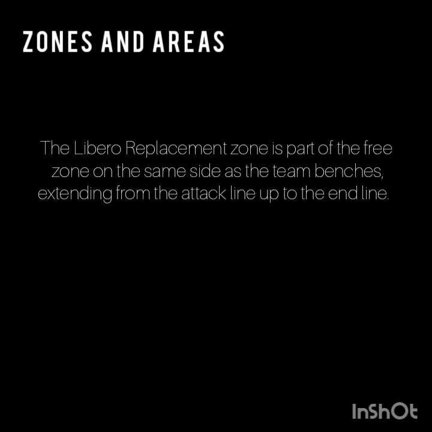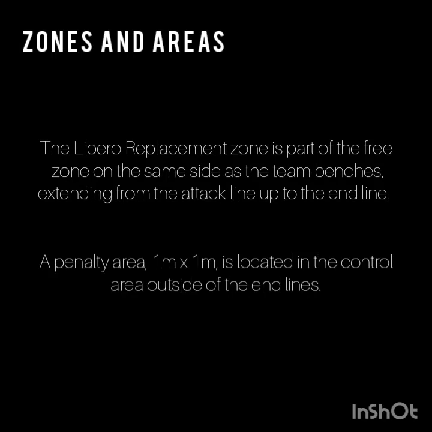The libero replacement zone is part of the free zone on the same side as the team benches, extending from the attack line up to the end line. A penalty area, 1 meter by 1 meter, is located in the control area outside of the end lines.